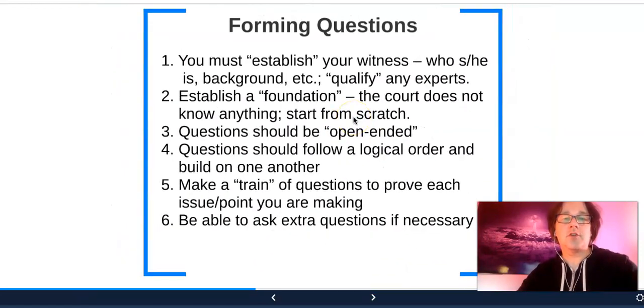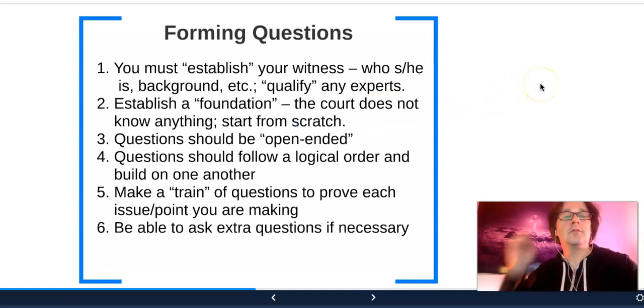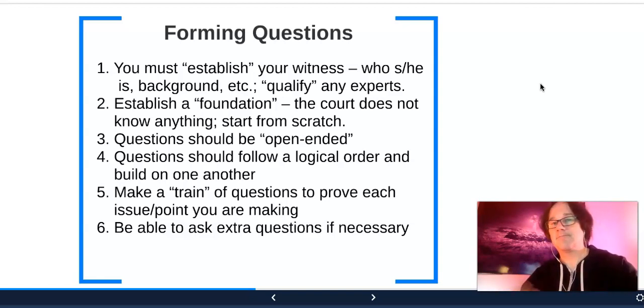So how do you go about forming these questions? Well, you have to establish, quote unquote, your witness. So when you call a witness to the stand, the first type of questions that you're going to ask are questions that are going to establish who this person is. What's their name? What's their occupation? Some questions about their background.